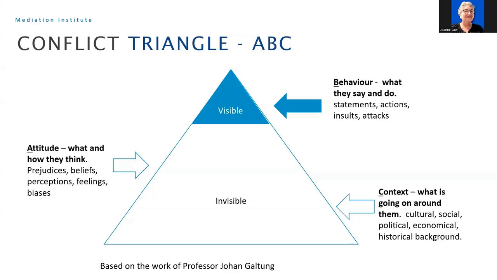What's visible is the behaviour, what they say and do. So the statements, the actions, the insults, the attacks. And that's why when you're doing your exploration, you do want to look a little bit at the history. You want to get an understanding of what's led up to now, what's happened in the past, what they've attempted, and what may or may not have worked.